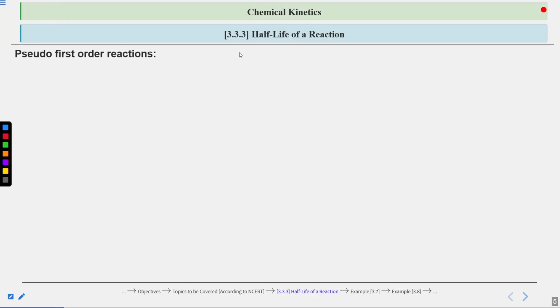So let's begin with the first topic, which is subsection 3.3.3, half-life of a reaction, in which let's study first of all the pseudo first order reactions. What are these? Why are we calling them pseudo? Pseudo means something is a copy of or similar to the thing before which the word pseudo is there. So the order of a reaction is sometimes altered by the conditions. If any reaction has some order, it can be altered by external conditions.